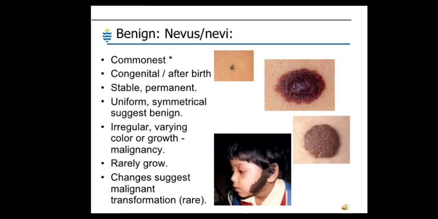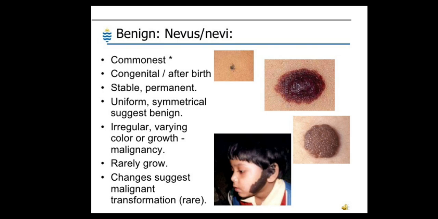The next benign lesion is a nevus. Okay, nevus or a mole. This is usually a benign nevus which is very common. It can be congenital, that is, present immediately after birth. It is usually uniform, symmetrical. If it is uniform and symmetrical, it indicates that it could be benign.